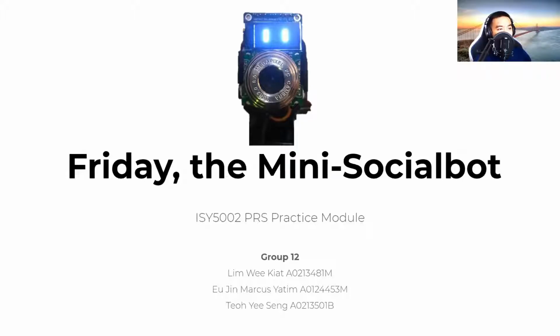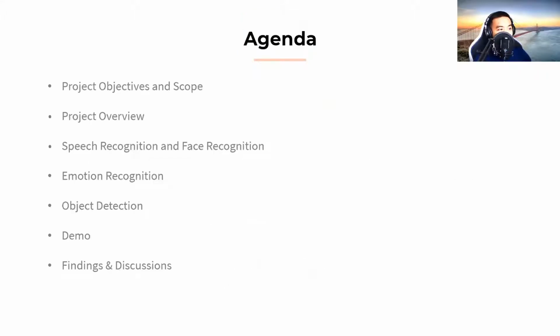Today, we shall present to you our project titled Friday, the Mini Social Board. We will first go through the project objective and scope, and project overview, following which we'll go more in depth into the main features of Friday, namely speech recognition and face recognition, emotion recognition, and object detection. We will then show you a video demo of Friday in action. Finally, we will present to you our findings and discussions.